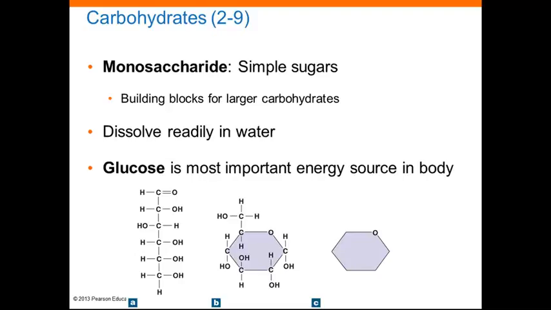If you are wondering how you are going to remember what dissolves in water and what doesn't: like dissolves like. If you can remember that water is polar, then any substance you come across that is polar will dissolve readily in water. So monosaccharides, which are typically polar, will dissolve readily in water. You've probably seen this when you add sugar to your coffee or tea and then stir it. It almost disappears, right? That's because the sugar is dissolving. It's polar. Glucose is probably the most important energy source in your body. It's the metabolic fuel that your cells will burn.